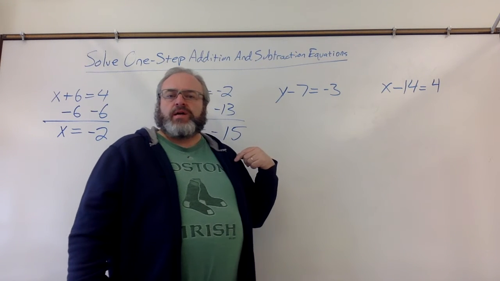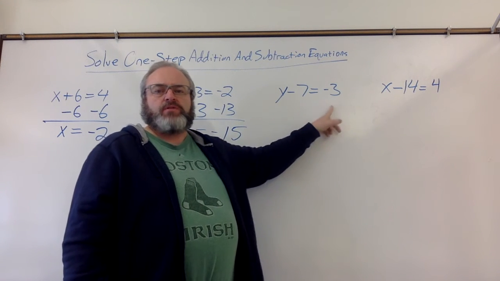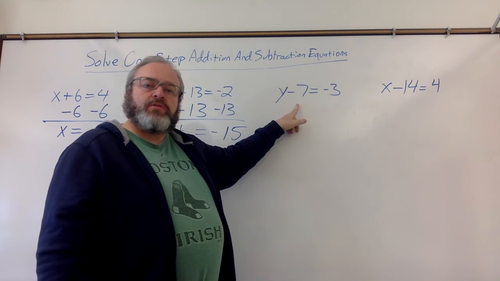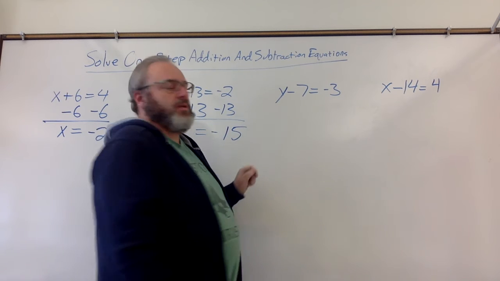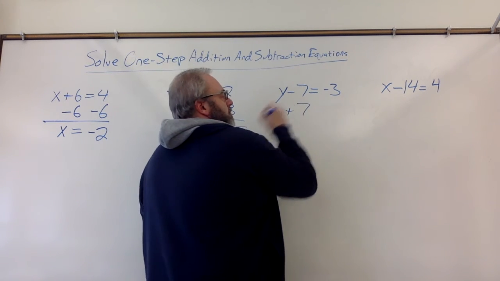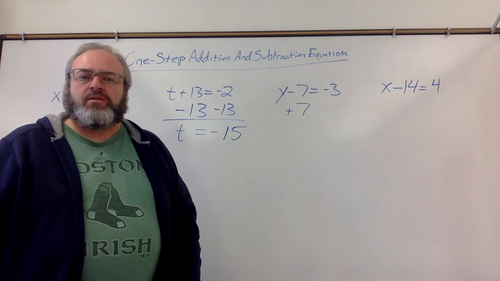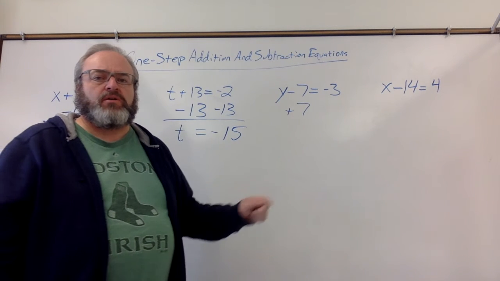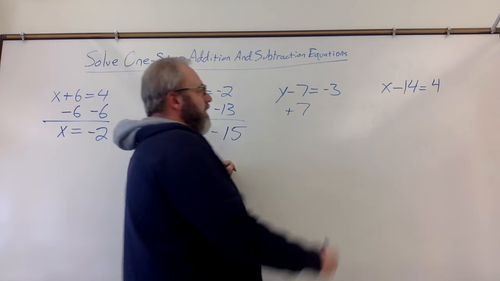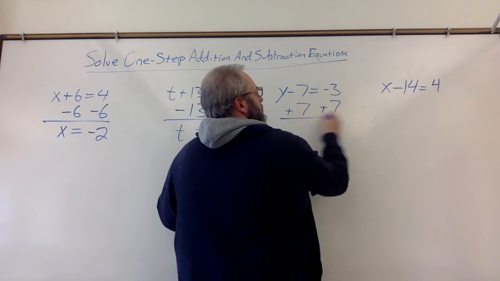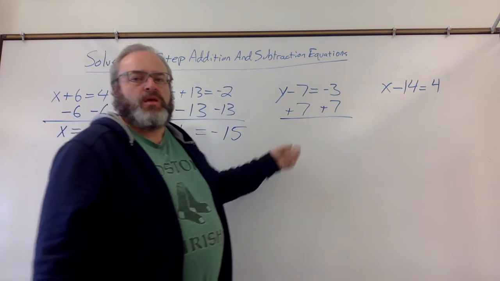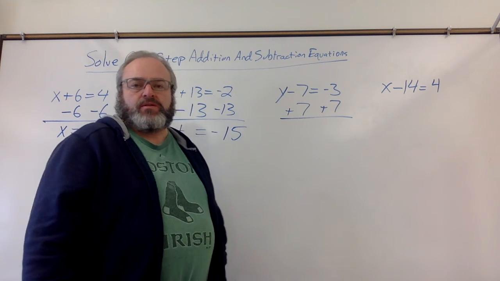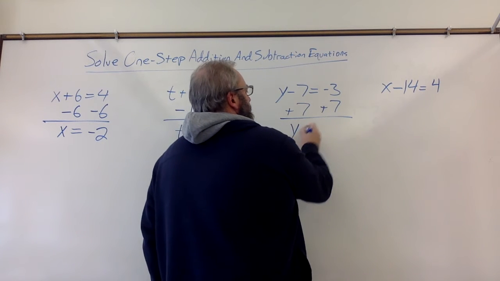Let's look at this one. This is a subtraction problem. y minus 7 equals negative 3. We have to do the opposite of subtracting 7, which is adding 7. I'm going to add 7 to that side. What was that rule again? Whatever I do to one side of the equation, I have to do to the other. So I'll also have to add 7 to the negative 3. Our minus 7 plus 7, they're opposites of each other, so they cancel out, leaving just the y.